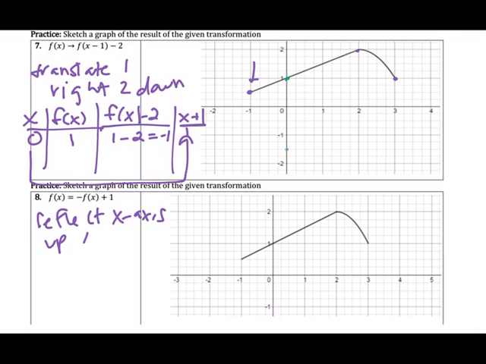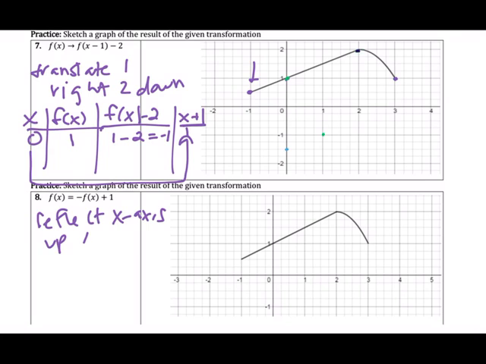Similarly, if I took this point at 0, 1, if I move it 1 to the right, I would be at positive 1, and then I go down 2 from up 1, that would put me down here. That would be my second point. Why don't you go ahead and pause the video and see if you can do the same thing for the next 2 points.